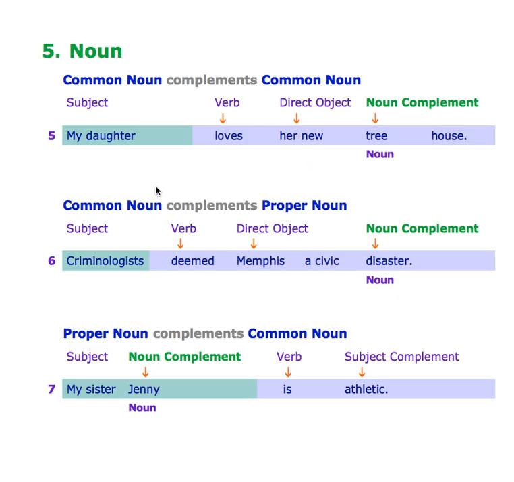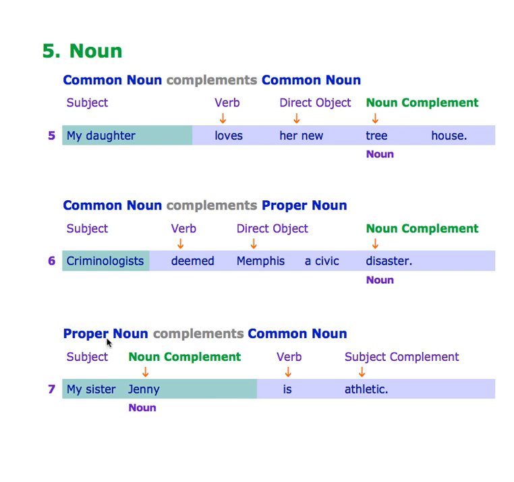Okay, the next application is common noun complements proper noun. So here in the predicate side, we see a noun, disaster. And that's a noun complement, and it's complementing Memphis. A proper noun, common noun complements proper noun. And up here we saw a common noun complements common noun.